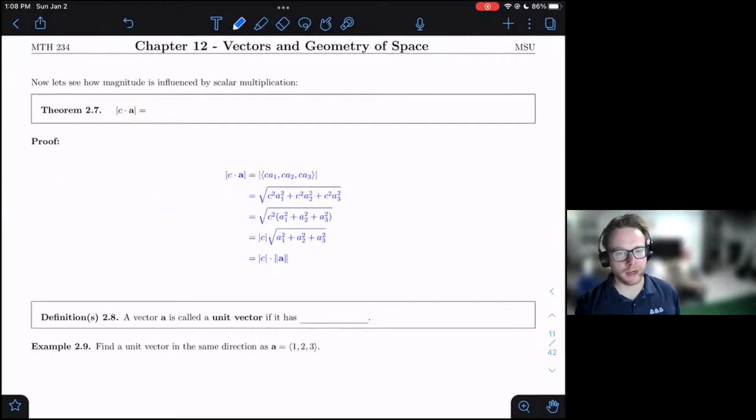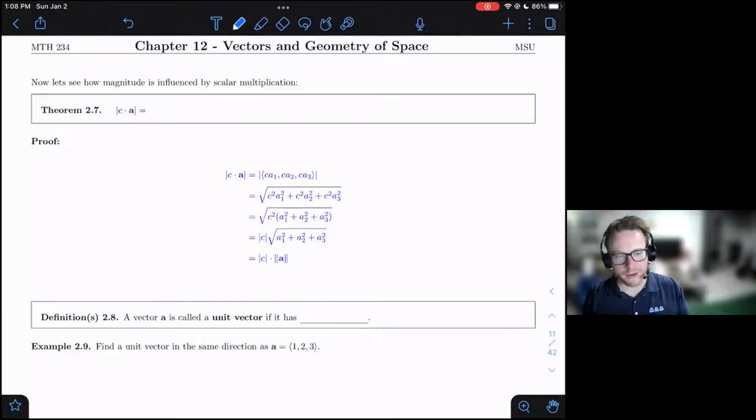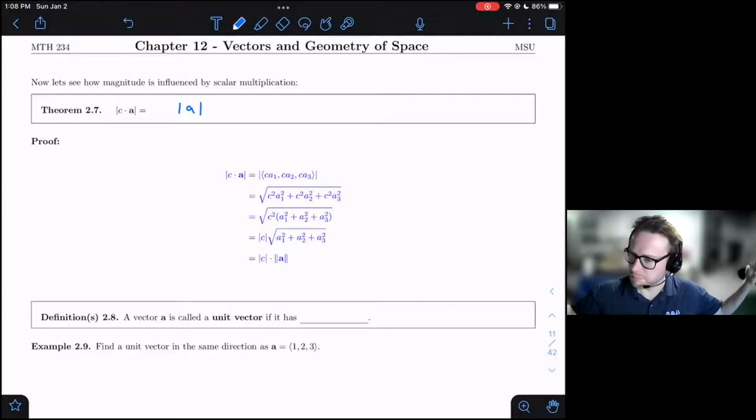And I have a theorem for us, and I've already given us the proof, just because I don't want to spend too much time going over this. So if you have a scalar multiple and you're asking how long does the vector become, well, then you would probably guess it's however long the vector was originally. So my vector A, I don't know what its length is.